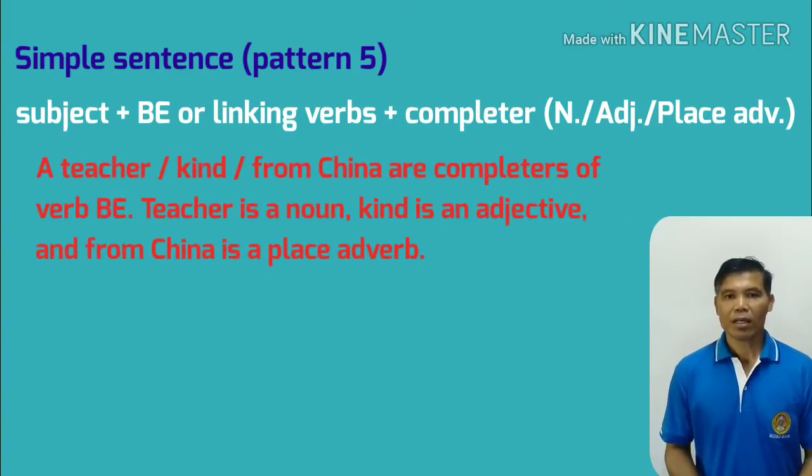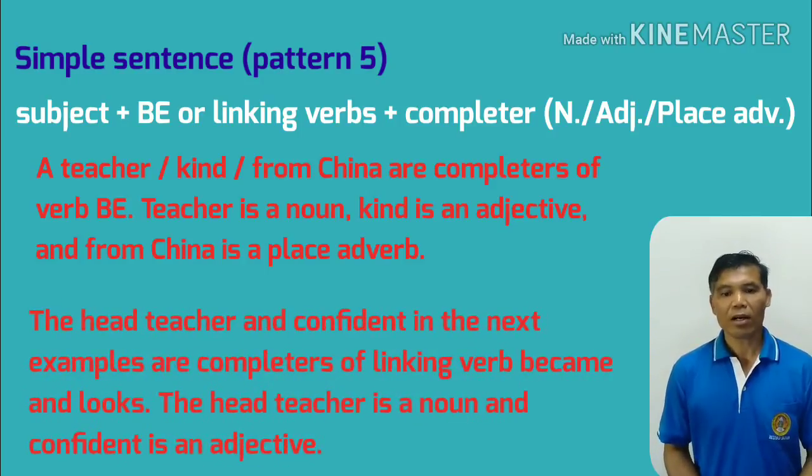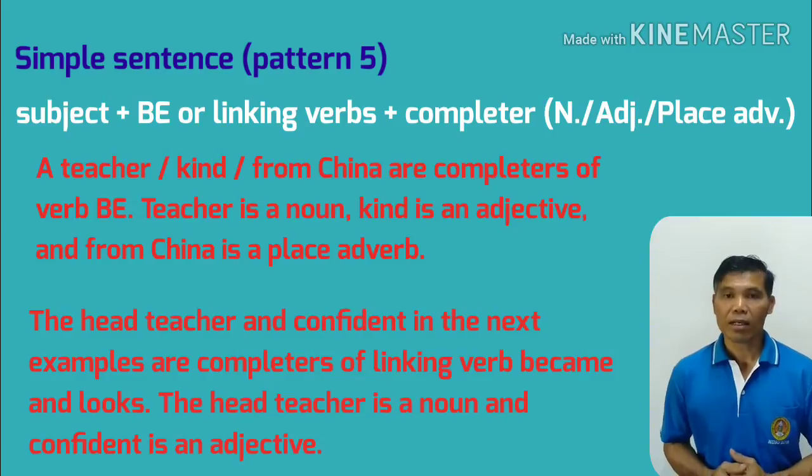A teacher, kind, from China are completers of verb be. Teacher is a noun, kind is an adjective, and from China is a place adverb. In the next examples, the head teacher and confident are completers of linking verbs became and looks. The head teacher is a noun and confident is an adjective. Well, that's all for simple sentence patterns.